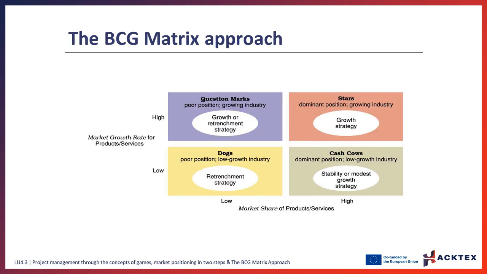The BCG matrix, also known as the growth share matrix, is a portfolio management framework that helps companies prioritize their services and products according to these elements' performance in the market. The degree of profitability is the key element to assessing these services and products. There are 4 categories with their characteristics on profitability.